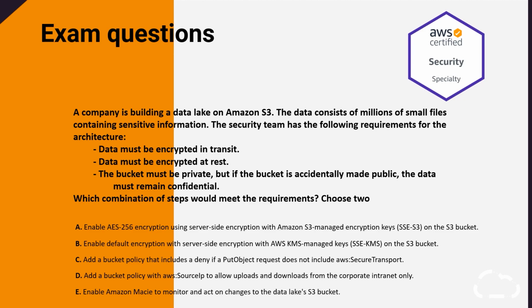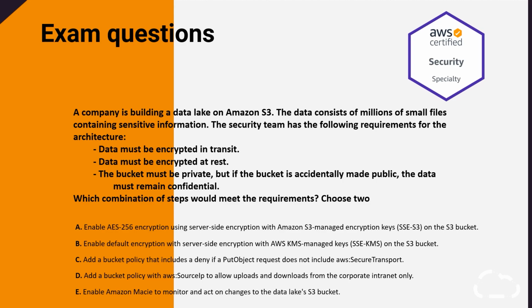A company is building a data lake on Amazon S3. The data consists of millions of small files containing sensitive information. The security team has the following requirements for the architecture. Data must be encrypted in transit, data must be encrypted at rest, the bucket must be private, but if the bucket is accidentally made public, the data must remain confidential. Which combination of steps would meet these requirements?